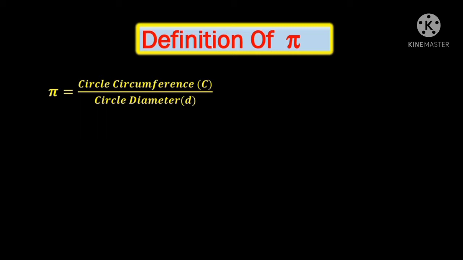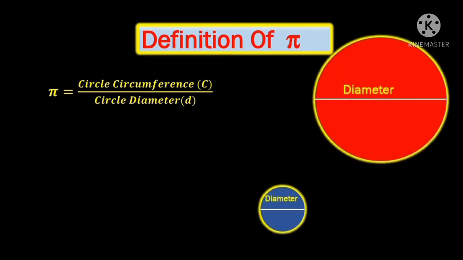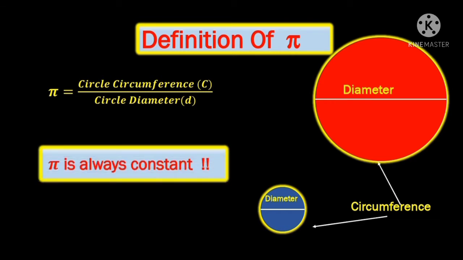And friends, what is most interesting about this definition is that whether your circle is small like this or whether it's huge like this, the value of pi that we get in each of these circles is going to be one and the same. That is, you won't get different values of pi for different circles. So let's remember that pi's value will always be the same.